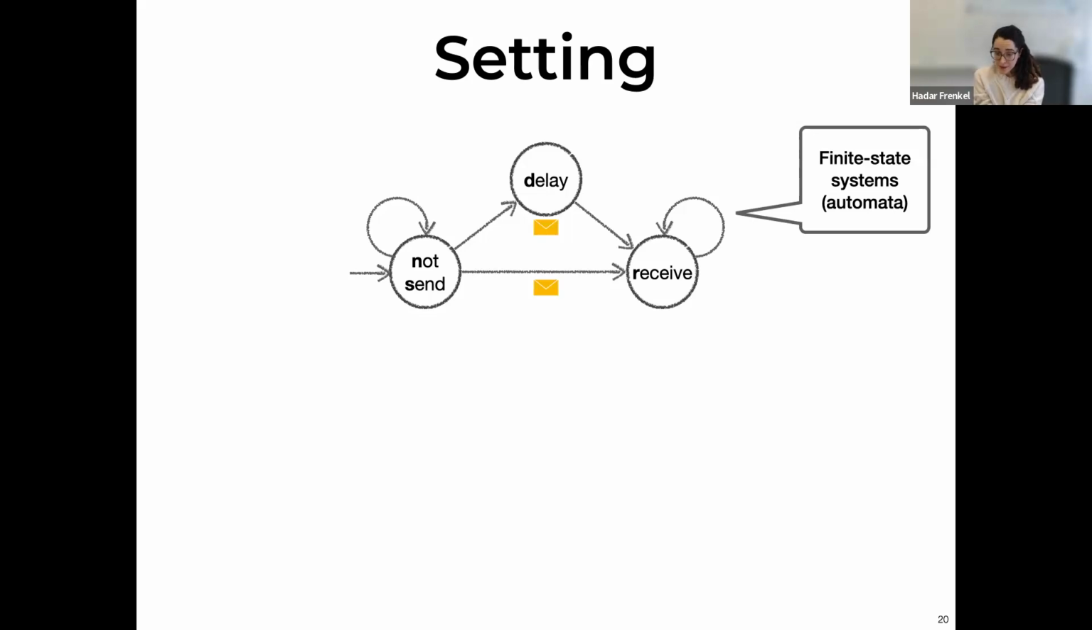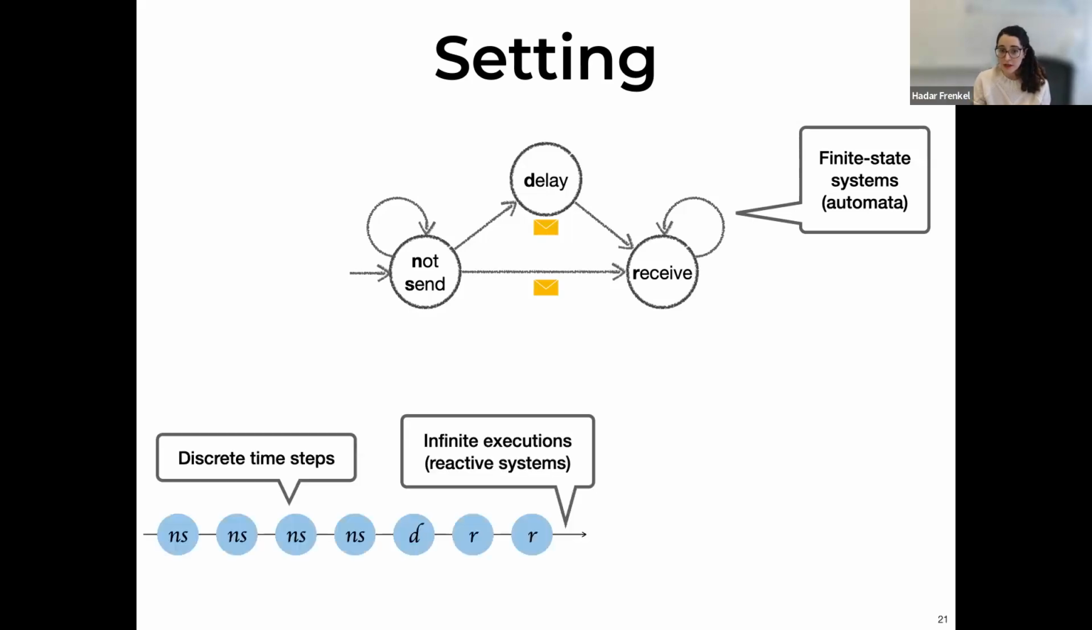then received. And the executions, so we are interested in proving some properties over the system and over the system executions. And here, our executions are infinite executions. So if we get to receive, we will stay there forever, for example. So we have an infinite execution that just is not sent and then received forever, or not sent forever, and all kinds of combinations of these.